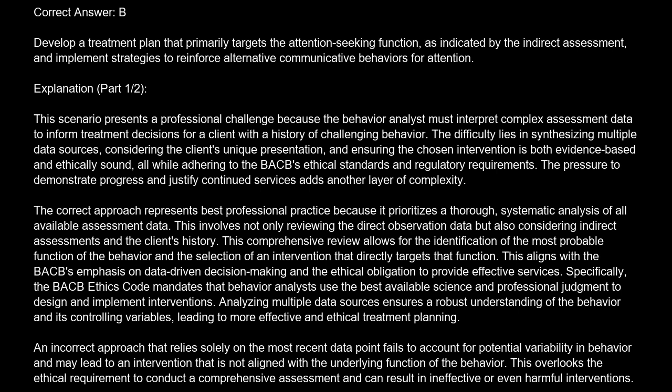Specifically, the BCBA Ethics Code mandates that behavior analysts use the best available science and professional judgment to design and implement interventions. Analyzing multiple data sources ensures a robust understanding of the behavior and its controlling variables, leading to more effective and ethical treatment planning.